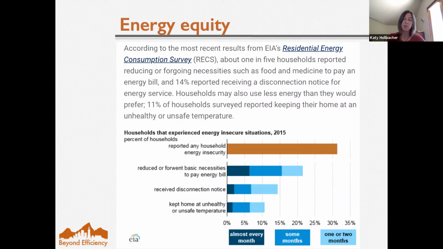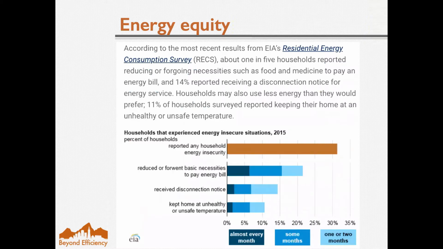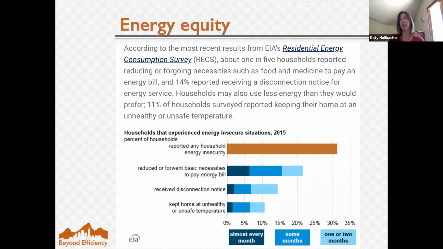Another reason we care about this a lot in our work at Beyond Efficiency is energy equity. A lot of our work is in affordable housing. And a large percentage of Americans have significant energy security issues. 31% in the year that this was done, 2015, reported some sort of household energy insecurity.